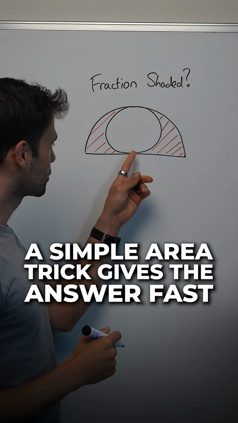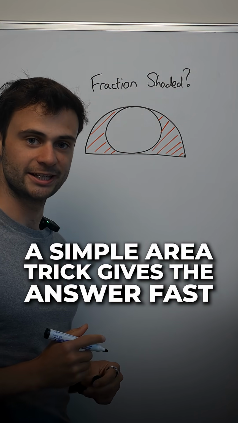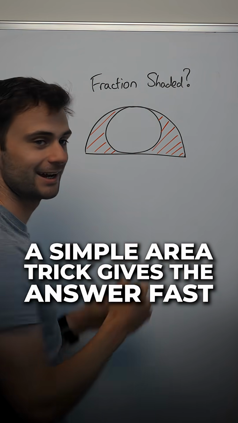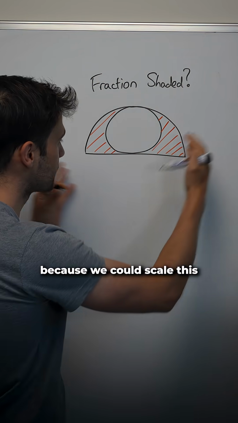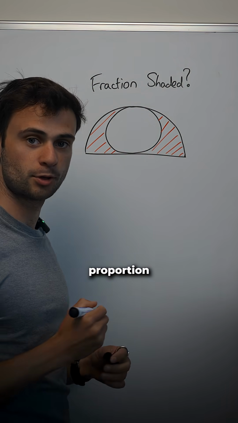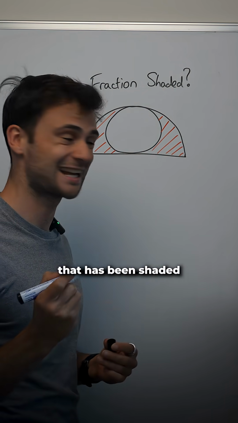Can you figure out the fraction of this semicircle that has been shaded? Well, we've got this circle inside the semicircle. We aren't told any length. It doesn't matter what size, because we could scale this up or down. It's always going to be the same proportion of the overall shape that has been shaded.